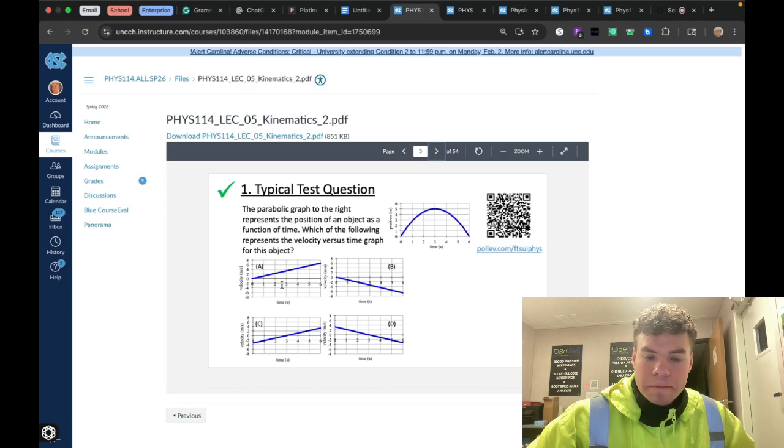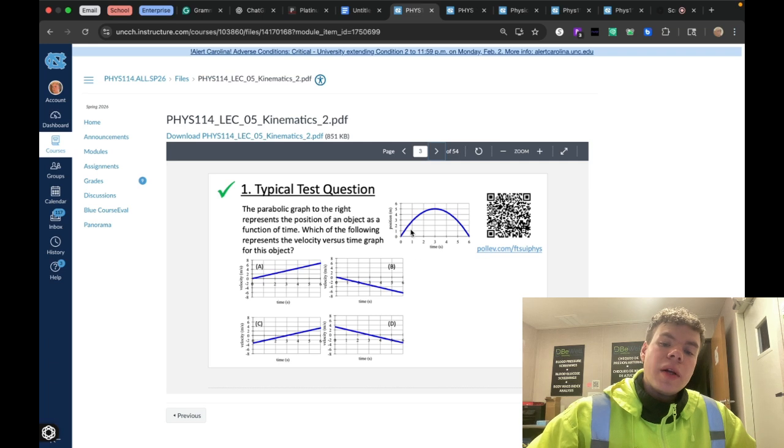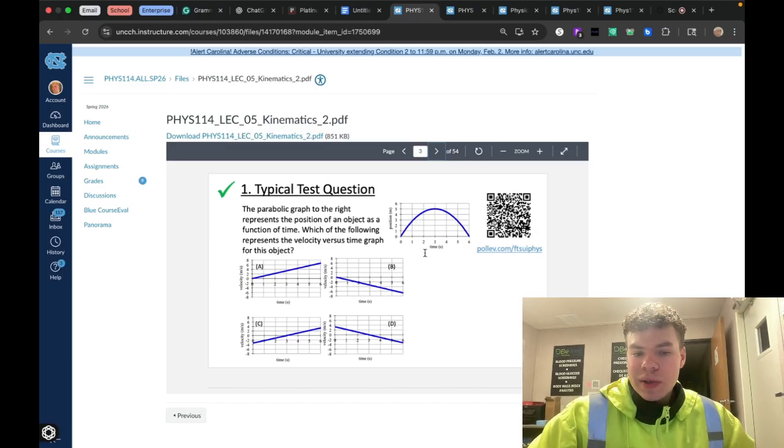If we wanted to see what would be an appropriate velocity versus time graph, obviously B and D are the only ones where the velocity moves in the negative direction. But during the first 3 seconds, the velocity is still positive, it's just decreasing. Right here, it's zero. Over here, the velocity is still positive, but moving towards zero. So it wouldn't be B because the velocity doesn't start at zero. D would be the only correct answer here. And that's right.